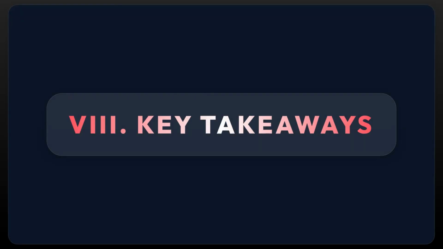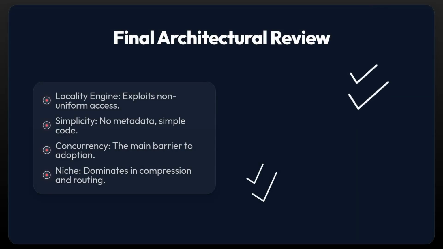Part 8. Conclusion and Key Takeaways. The splay tree remains a masterpiece of algorithmic design. It serves as a powerful locality engine for non-uniform data and offers code simplicity. While concurrency issues have pushed it out of modern kernels, it remains the optimal choice for compression, routing, and any domain where the future is unpredictable, but locality is guaranteed.